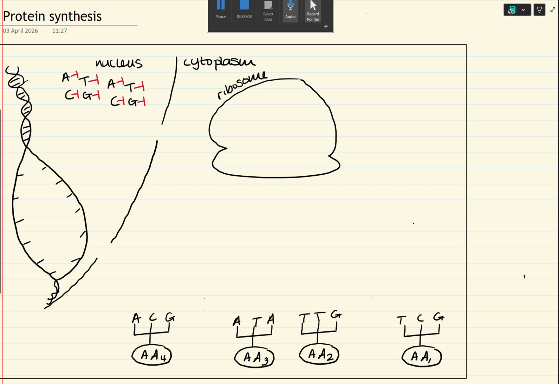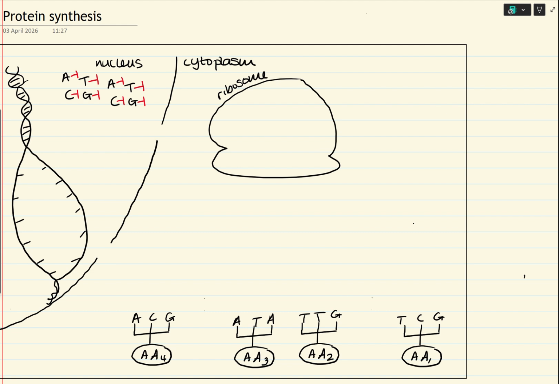Let's learn about protein synthesis. Now, protein synthesis is a process that takes place inside the cell. And inside the cell, what happens is the DNA is expressed. In particular, it's the sequence of bases in the DNA that are responsible for the order of amino acids that come together to form a protein.